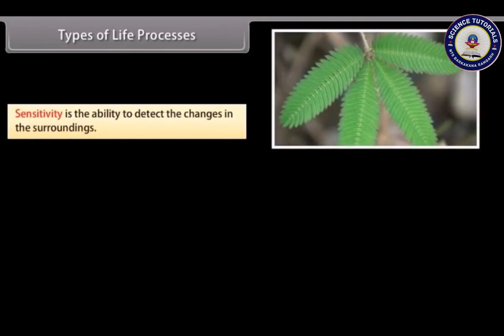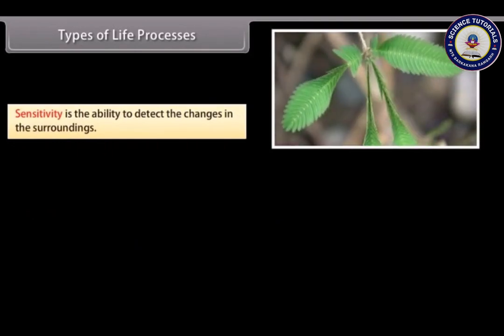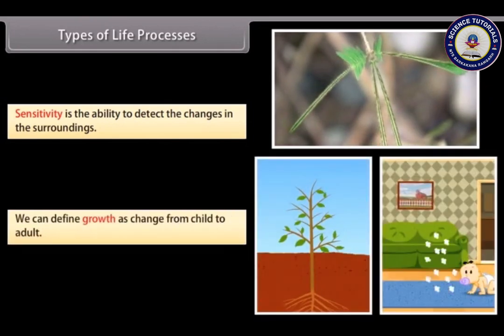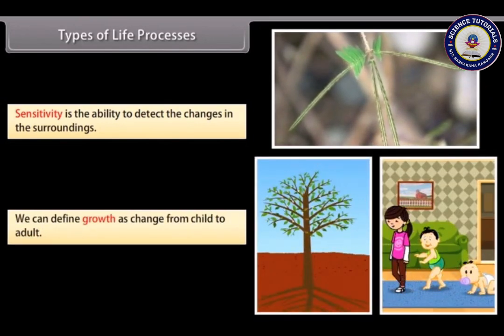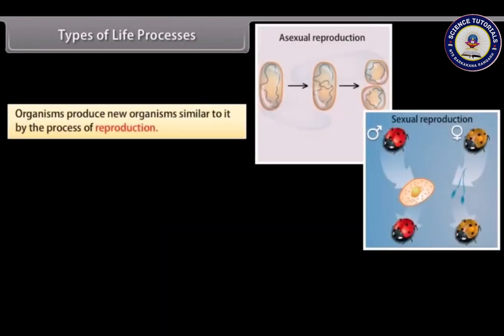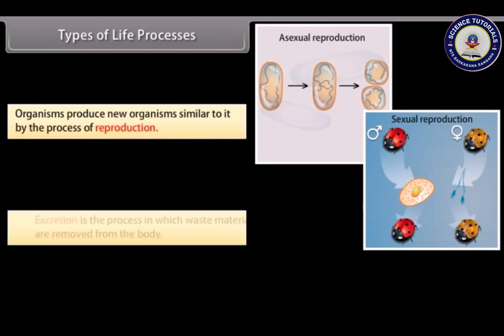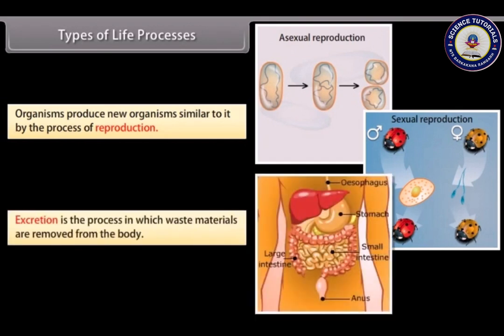Sensitivity is the ability to detect the changes in the surroundings. We can define growth as change from child to adult. Organisms produce new organisms similar to it by the process of reproduction. Excretion is the process in which waste materials are removed from the body.